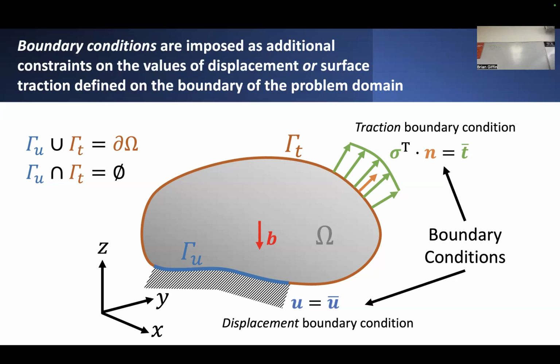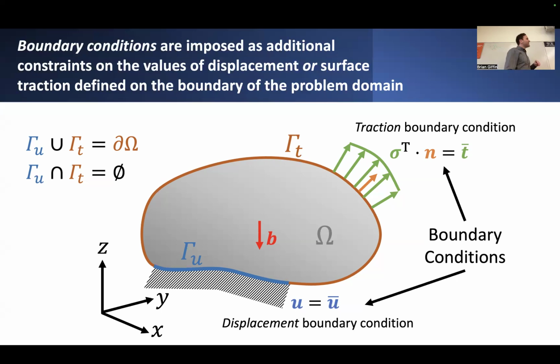On gamma u, this blue line, I'll impose displacement boundary conditions. Or in other words, I'll directly constrain what the value of displacement is along this exterior portion of the boundary, gamma u. And on all of the rest of the boundary, gamma t, I might prescribe some traction boundary conditions. That's where I'm explicitly stating the components of force per unit area acting on the exterior surface all over gamma t.